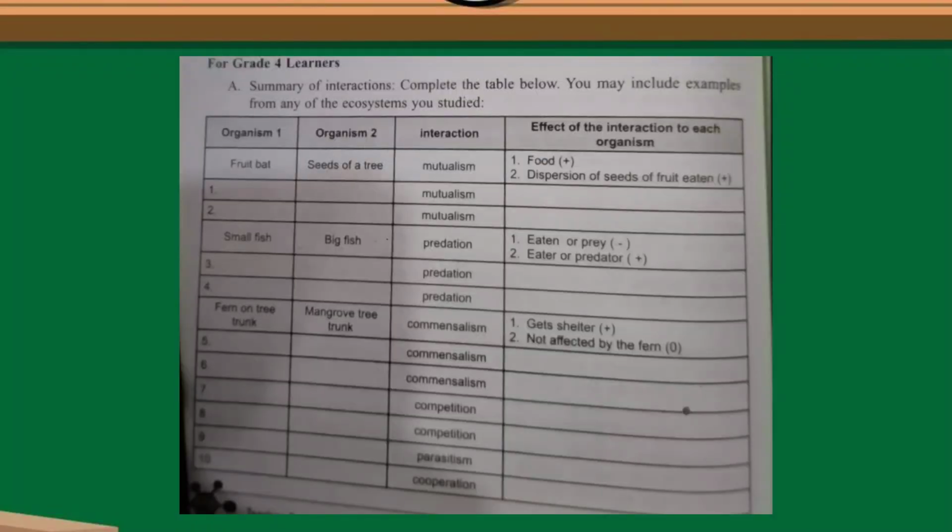For evaluate, to check your understanding, let's do a short task. You will complete a table that shows different examples of interactions among organisms. You may include examples from the ecosystem you studied. For example, a fruit bat and the seeds of a tree. This is mutualism because the fruit bat gets food and the tree benefits when its seeds are dispersed.